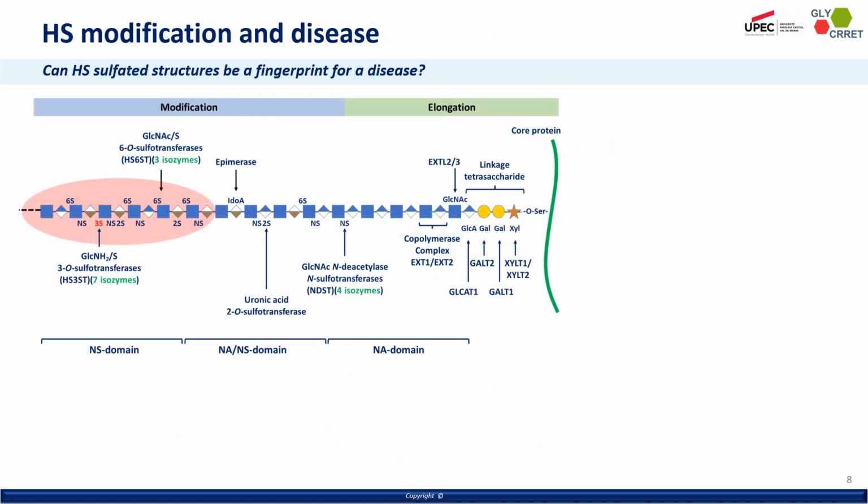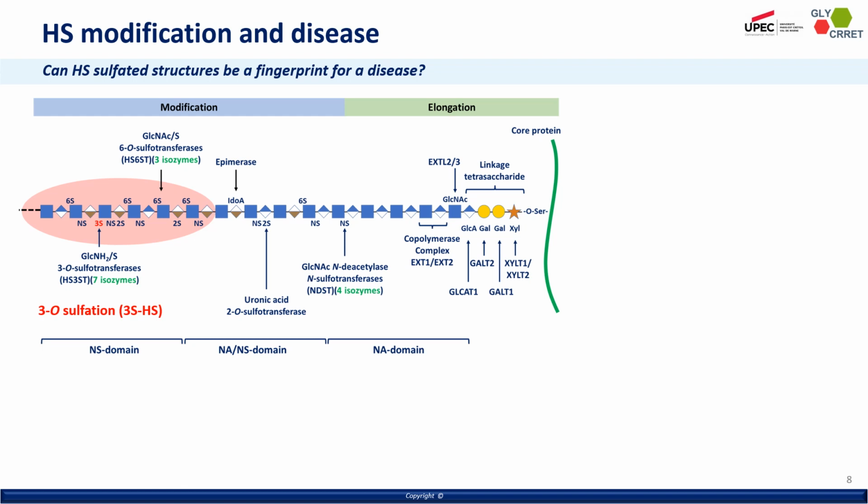When we look at heparan sulfate structures, especially the NS domains, where we have highly sulfated heparan sulfates, we can find 3-O sulfation. This 3-O sulfation is a very rare type of modification within the heparan sulfate chain, modified by 7 different isozymes. Overall, when we look at this heparan sulfate, we ask ourselves whether we can find a fingerprint for a particular disease.